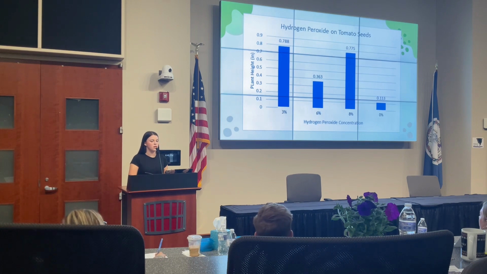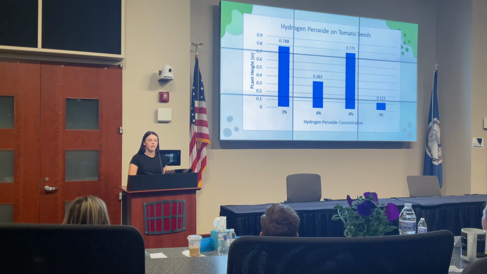By using the means, it was possible to compare the differences amongst the different concentrations of hydrogen peroxide. The 3% hydrogen peroxide had the most effect on plant germination since it had the highest mean. The group that did not receive any hydrogen peroxide at all had the least amount of growth with the lowest mean, indicating that hydrogen peroxide does have a significant effect on plant growth.